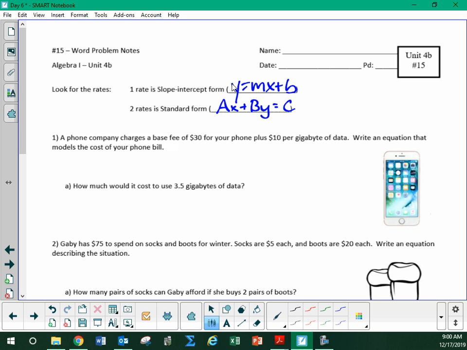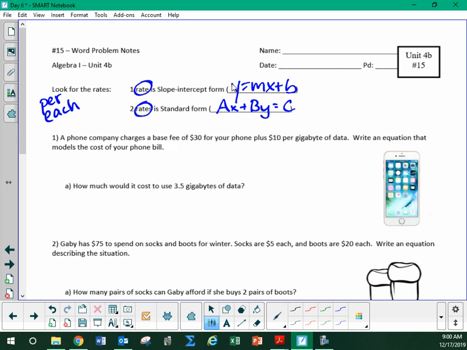So remember, some of the key words that indicate a rate is the word per. So it's like apples are $2 per pound. Admission to the park is $5 for each person. So those are some key indicators that you're going to have a rate. So again, a rate is where we have that amount multiplied by a variable. So you can see for our first one, m times x, that was our rate there. But for standard form, we have a times x, that's one rate, and b times y is another rate.